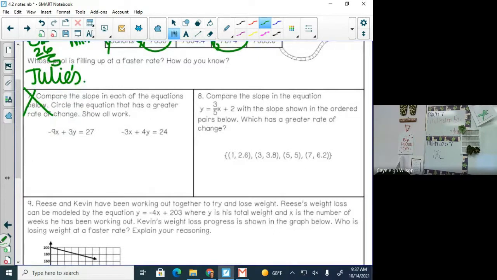But I haven't even taught you all that yet, so I don't think so much in this area. All right, number 8. Compare the slope of the equation with the slope shown in the ordered pairs below. Which one has a greater rate of change? So look at the equation they give you, look at the points they give you, and which one has a greater rate of change.